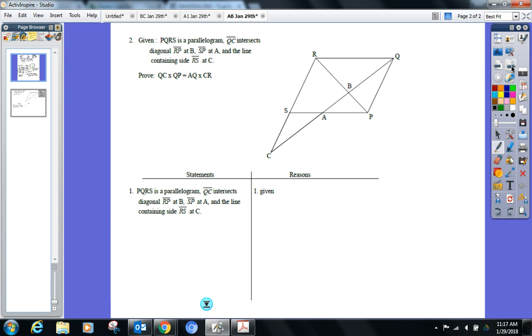Can you guys identify the two triangles I need to prove similar here first? See if you can find them on your own in your group, whatever you prefer. You see the segments I need. Can you find me the two triangles?